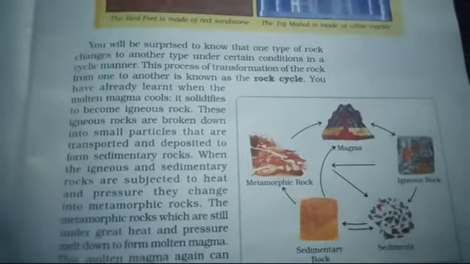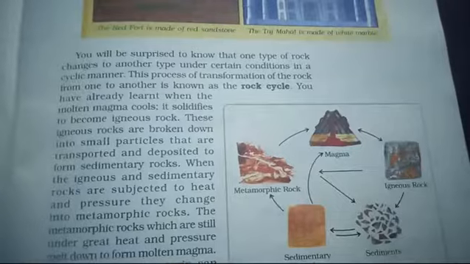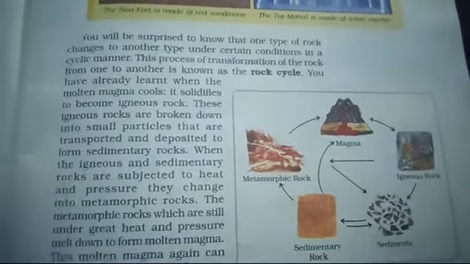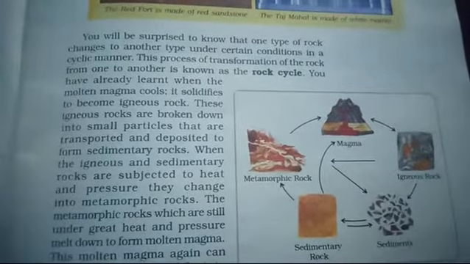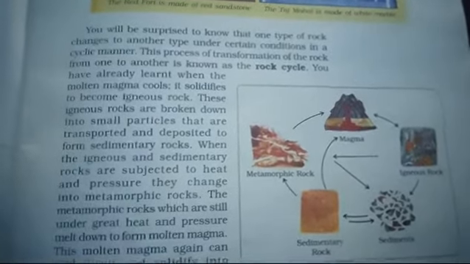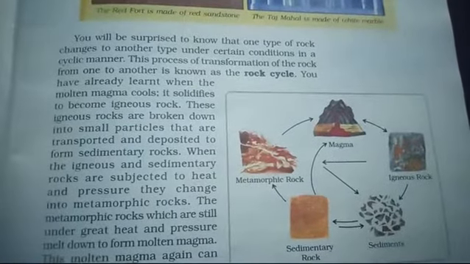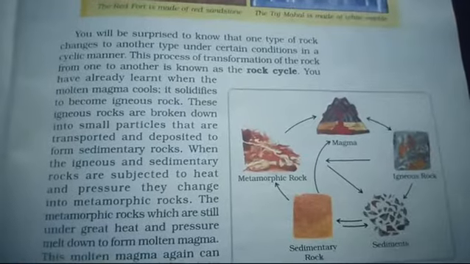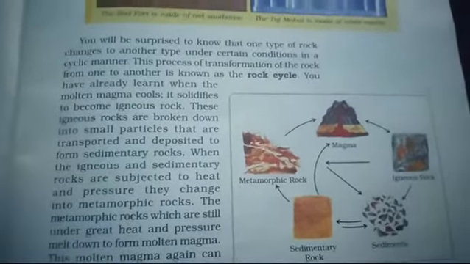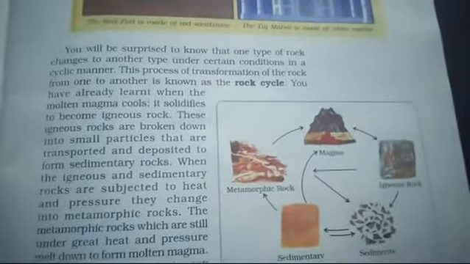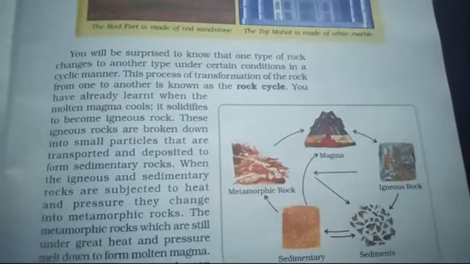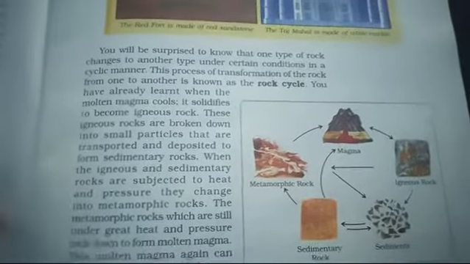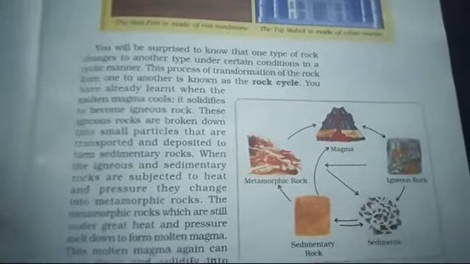You have already learned when the molten magma cools, it solidifies to become igneous rocks. Okay, I told you कि जैसे molten magma पृथ्वी की सतह पे आता है और वो जल्दी से ठंडा हो जाता है और फिर वो कौन सी फॉर्म ले लेता है बेटा? सॉलिड फॉर्म. और सॉलिड फॉर्म लेने के बाद उसमें कौन से रॉक बन जाते हैं? Igneous rocks. These igneous rocks are broken down into small particles that are transported and deposited to form sedimentary rocks. और फिर जैसे वो पत्थर एक दूसरे के साथ टकराते हैं तो वो टूटने लग जाते हैं, बिखरने लग जाते हैं. और जो टूटे हुए पत्थर होते हैं, पार्टिकल्स होते हैं, उन्हें क्या कहा जाता है?